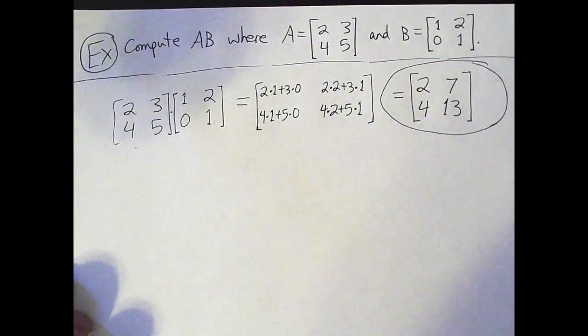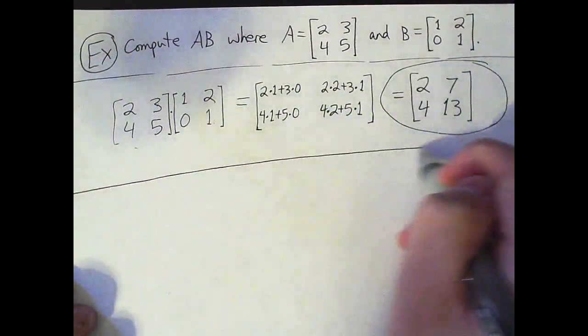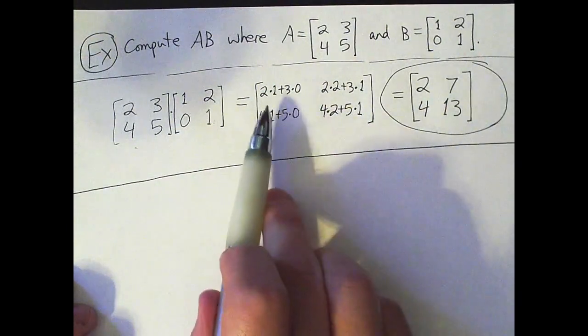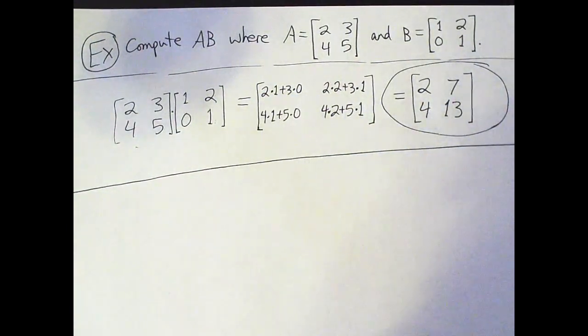So you see, this is how much work I would typically show when I'm multiplying matrices. It's the same kind of work that we did before. Essentially, it's the same work. We just wrote a lot less.